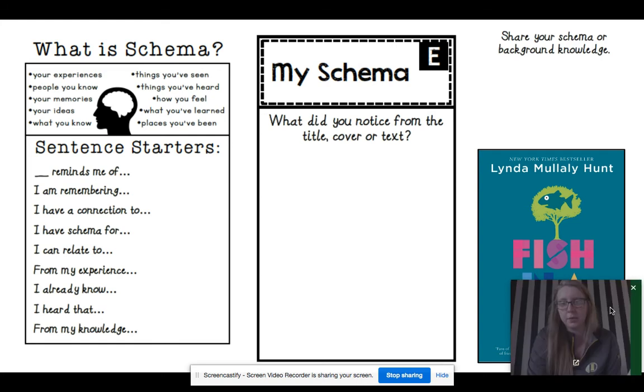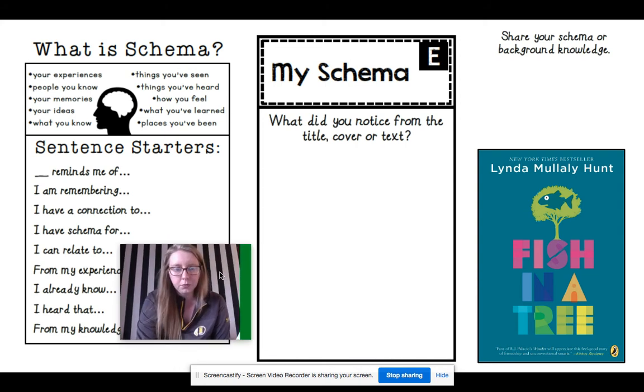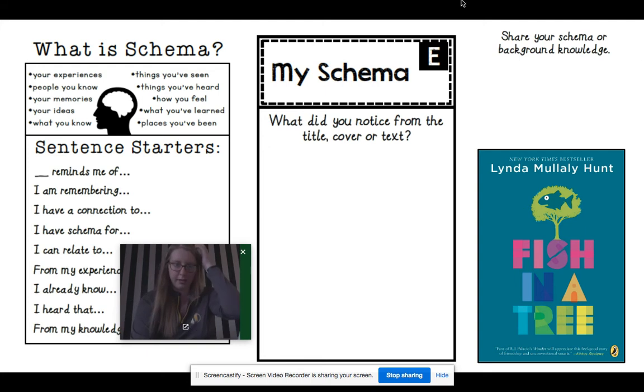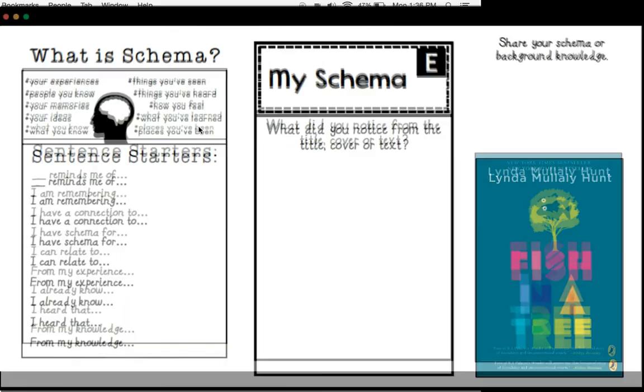So I'm going to move myself around here. And I have the actual novel here. I'm reading this book currently. It's called Fish in a Tree. And so what I'm going to do is use the cover and talk through my prior knowledge, or my schema, what I already notice from the title, cover, or text. All right, let me get out of my presentation mode here so I can type.